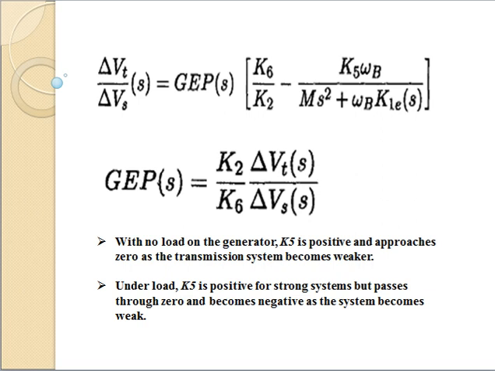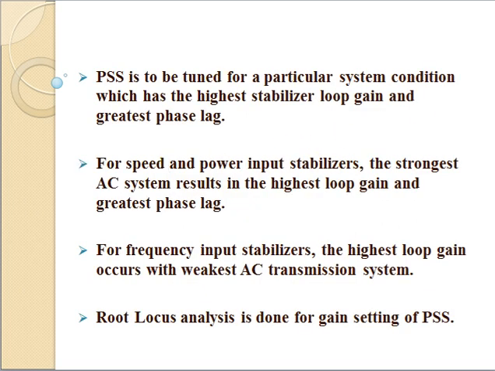Now let us understand some of the important comments related to this overall procedure. So how to tune the PSS? PSS is to be tuned for a particular system condition that we have understood, which has the highest stabilizer loop gain and greatest phase lag. So these are some of the worst conditions for which you have to tune the PSS. Now, in part 1, we have already understood some of the control signals related to the power system stabilizer, and there are some different conditions when we are tuning this power system stabilizer.